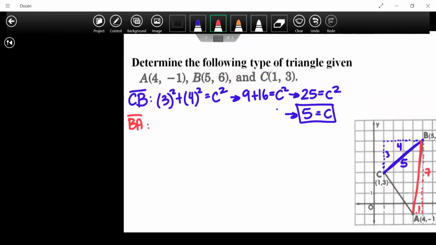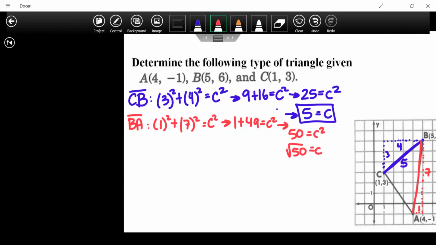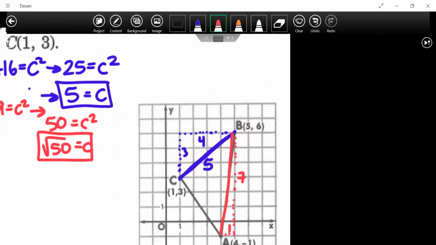So I'm going to have 1 squared plus 7 squared is equal to c squared. 1 squared, 7 squared, equal to c squared. 50. 50 is equal to c squared. And I'm going to go ahead and just leave it as the square root of 50. I don't need to find out what that is because it's just a number. I don't really care about what that number is. So I know that c is square root of 50. I'll mark it in there.